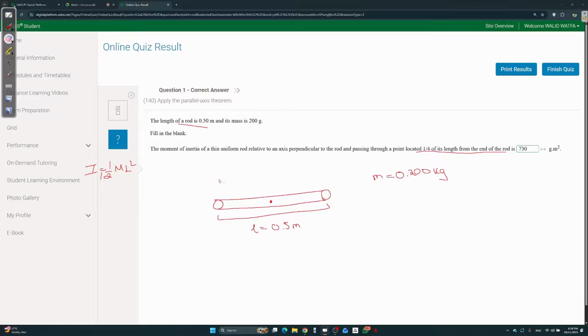Let me fix this a bit. This point here is at the center, and this is midway, right? If it's at the center, then it's half-half, right? If we have a point 1 over 4 from the end, it's going to be over here. Hold on. 1 over 4 L.